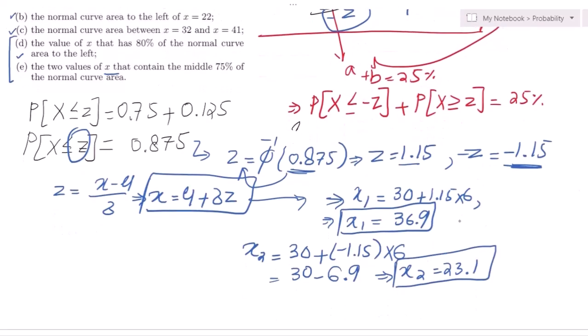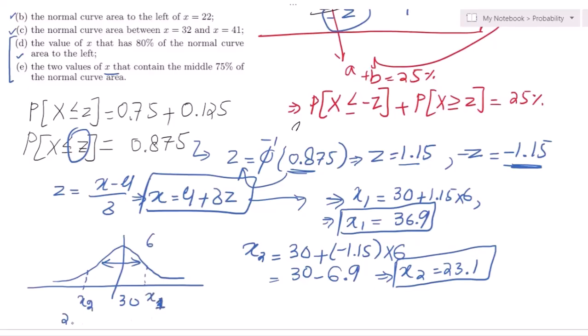Okay, means in the distribution where the mean is now 30 and the standard deviation is 6, this is x2, this is x1, so it is 23.1 and this one is 36.9, and it basically holds this area which is almost 75% of the total area. So you have found this answer from the procedure we have followed here.